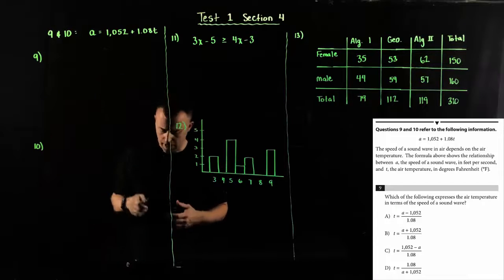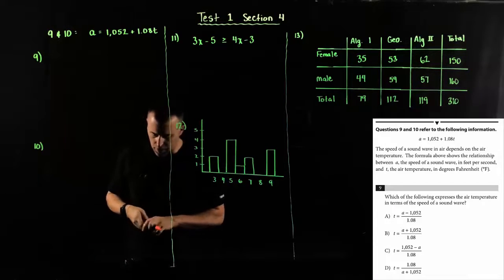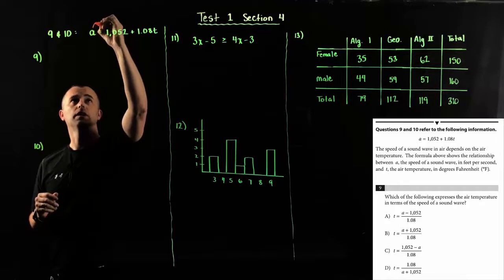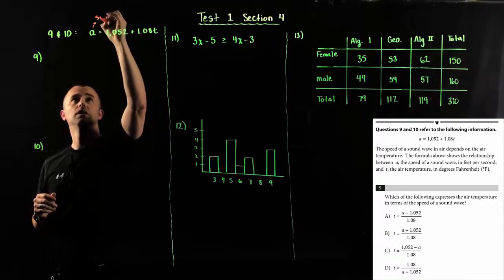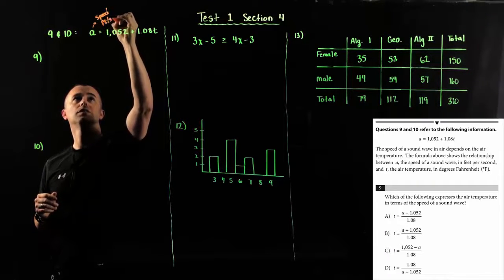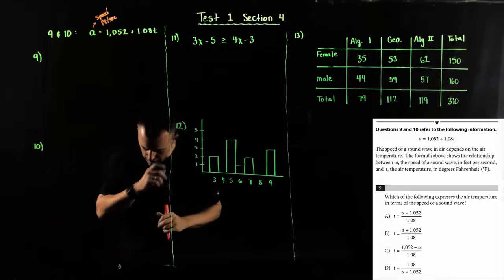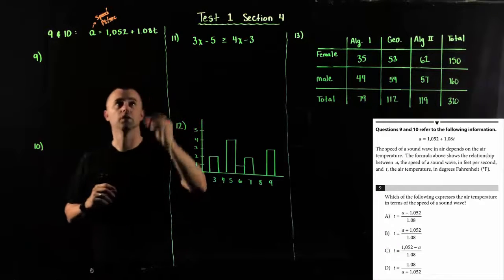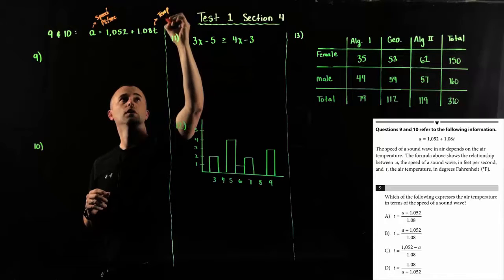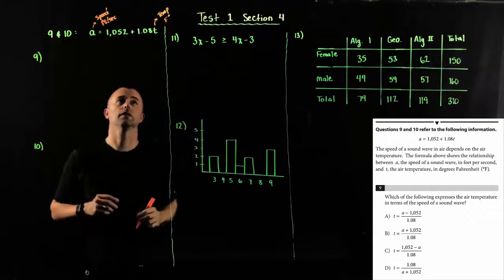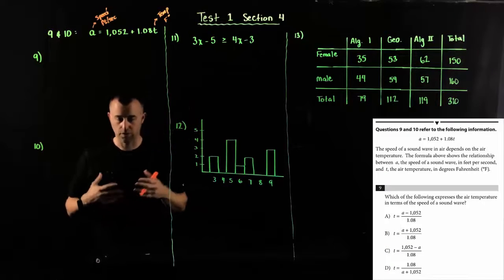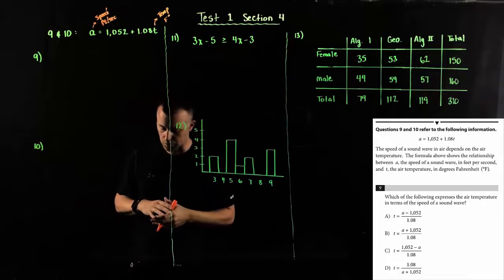So starting with A, you'll see in this equation they're going to tell you A is the speed of a sound wave. So it's in feet per second. So this is speed. And again, it's written in feet per second. And then you have T, that's going to be your temperature in degrees Fahrenheit. So those are your variables. We want to make sure we understand what those represent as we work through these problems.